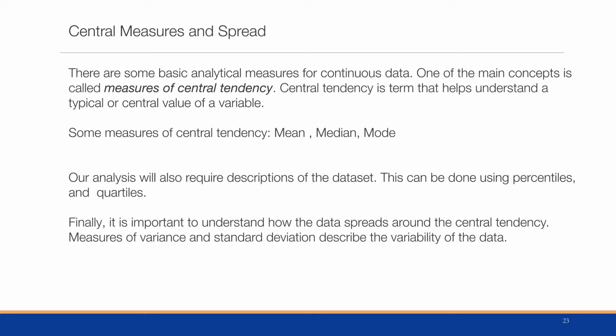One of the main concepts is called the measures of central tendency for continuous data. Central tendency is a term that helps us understand a typical or central value for the variable. Some measures of central tendency include the mean, the median, and the mode. Our analysis will require descriptions of the data set, and this can also be done using percentiles and quartiles, and we'll see how all of them are related.